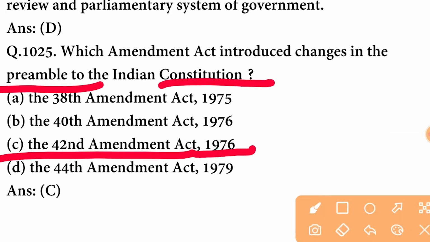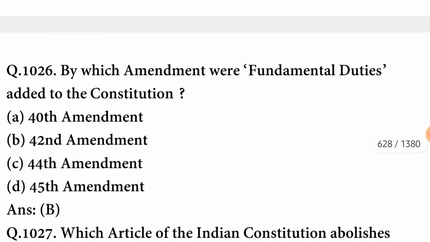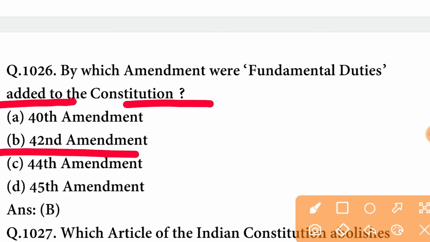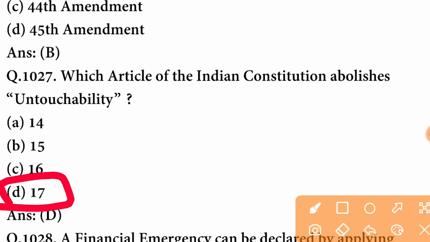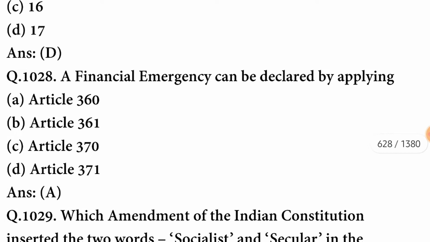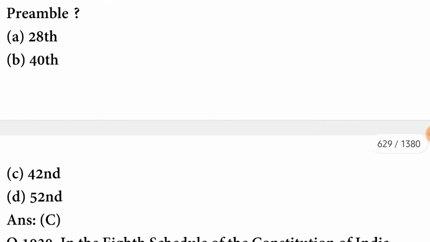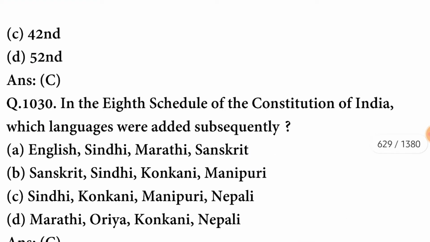The amendment was the 42nd Amendment Act 1976. C option is correct. By which amendment were fundamental duties added to the Constitution? The amendment was the 42nd Amendment. Which article of the Indian Constitution abolishes untouchability? The article is Article 17. A financial emergency can be declared by applying Article 360. Which amendment of the Indian Constitution inserted the two words socialist and secular in the preamble? The amendment was the 42nd Amendment.